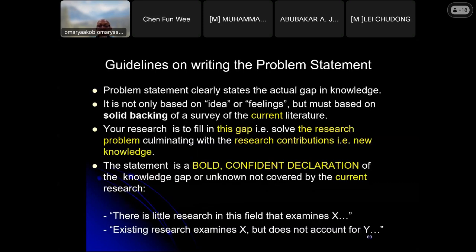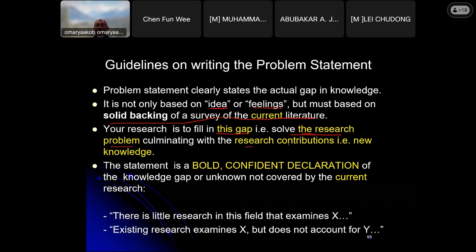So the problem statement clearly states the actual gap in knowledge. It is not based on an idea or feeling, like we feel that this should be done, or this should work, and so on. But it must have solid backing based on a survey of current literature. Okay, your research is to fill this gap, solve the research problem. So if you fulfill this gap, that means you solve the research problem and you have your research contribution.